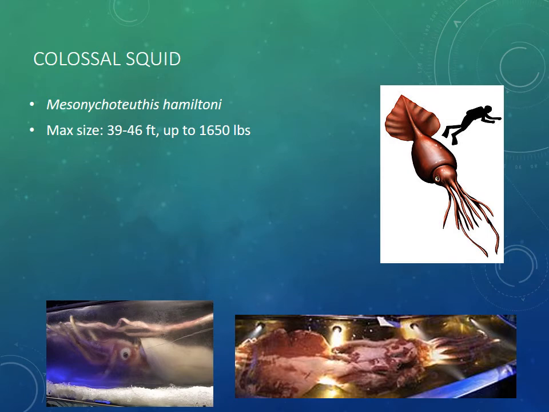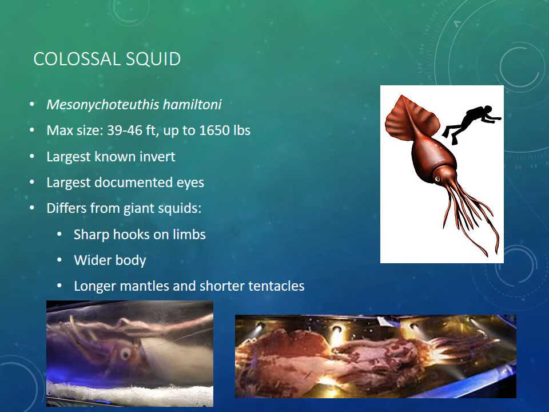So the colossal squid, you can see the scientific name. You can see how big it can get. It's estimated to be the largest known invertebrate, with the largest documented eyes. Their eyes can be up to 12 to 16 inches in diameter, which is insane. It was discovered in the 1920s, so it's been known for less than 100 years, even though it's probably speculated there were sightings before that. It's found in cold waters, thankfully, but still, I don't want to be that astronaut.